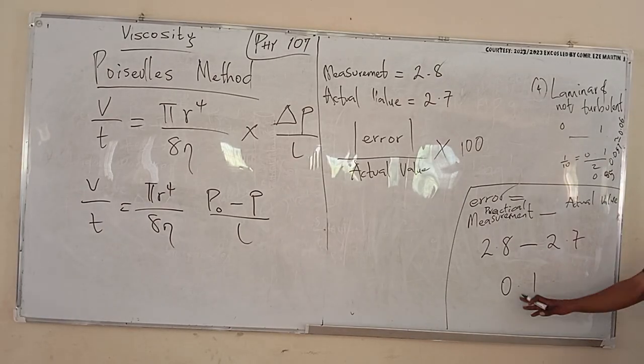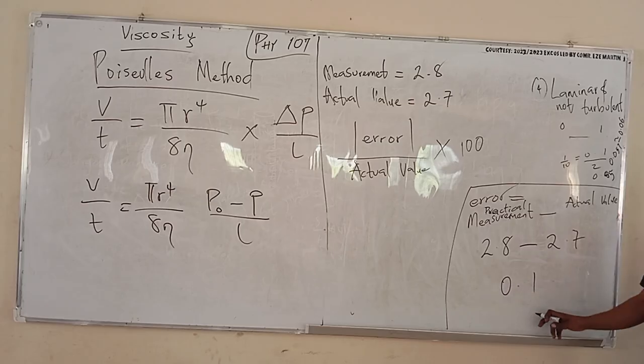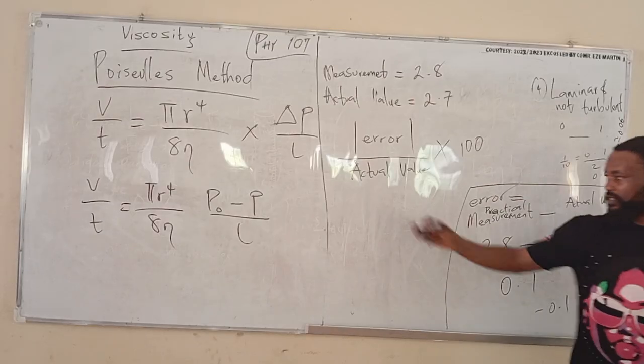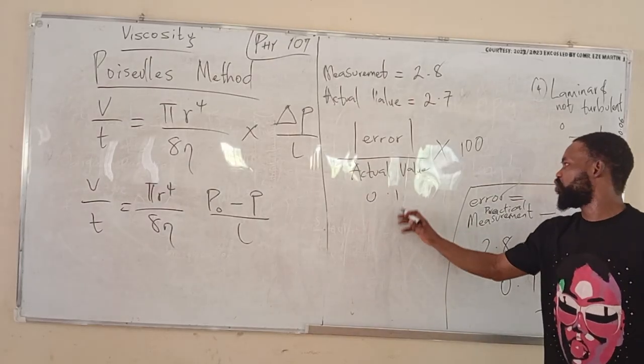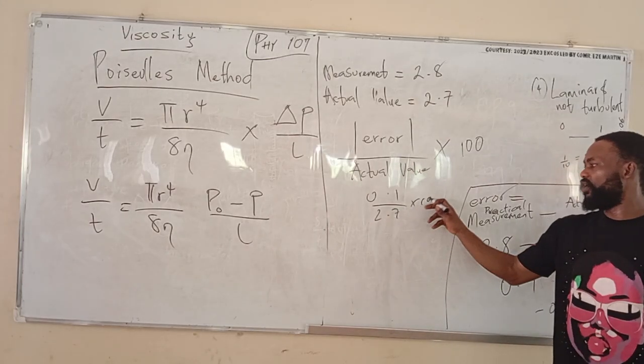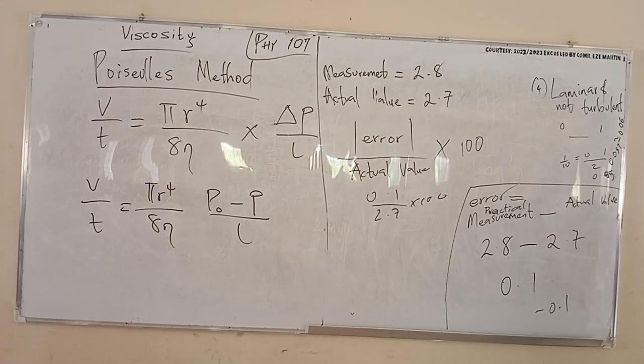So if, let's say, I have 0.1 here, assuming maybe what I got here is like negative 0.1. Hope you know that absolute value simply means take this negative away. So I will simply go back to having it to be just 0.1 divided by the actual value, which is 2.7, times it by 100. Every practical in this world, whatever thing with regards to measurement, is the same, it stays the same. So you need to note it.